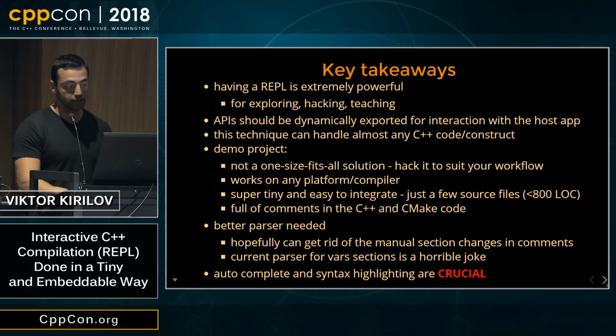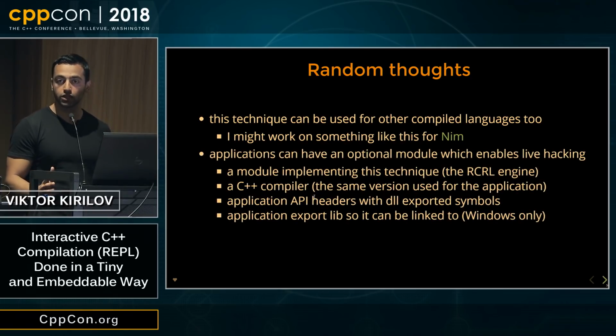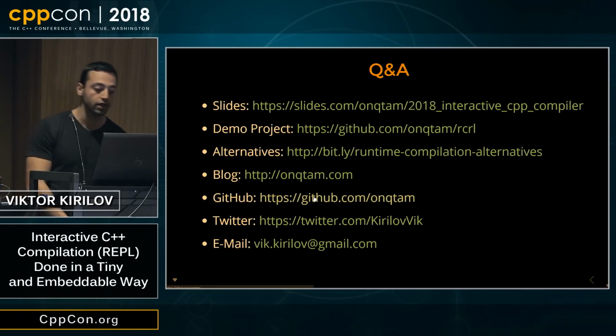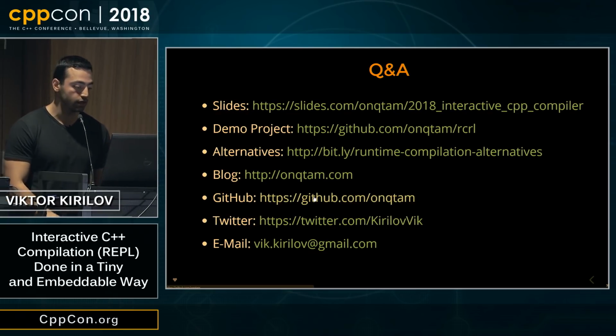Also, some random thoughts. This technique can actually be applied to any compiled language. I might soon do it for Nim. And suppose you're shipping a huge application. It might be cool to have an optional module for it, comprised of the REPL engine, the compiler used to build it, and perhaps your API headers with an export library. So you can ship that as well to some people who want it, who could then play with your entire application if they have that optional module. And with that, I conclude the entire presentation. You can find the slides online, also the demo project on GitHub, and a bunch of alternatives to doing runtime compilation in C++, and some social media links.